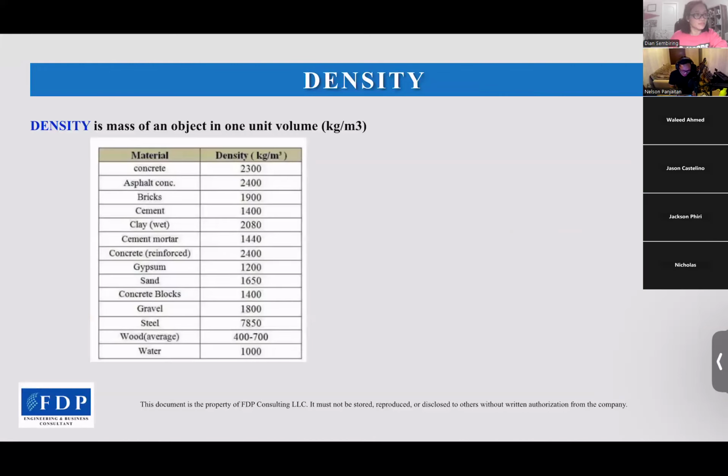Density is the mass of an object in one unit volume, kilogram per cubic meter. Before we calculate the weight, we need to know the material of the object. For example, if it's concrete, then the density will be 2.3 tons per cubic meter. Asphalt concrete 2.4, bricks 1.9, cement 1.4. That's important.